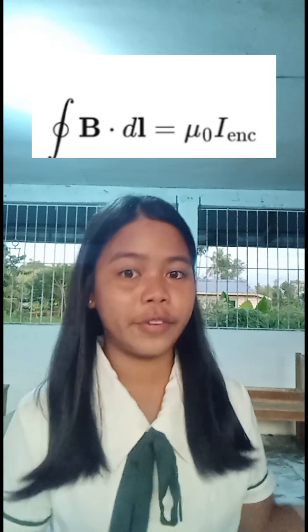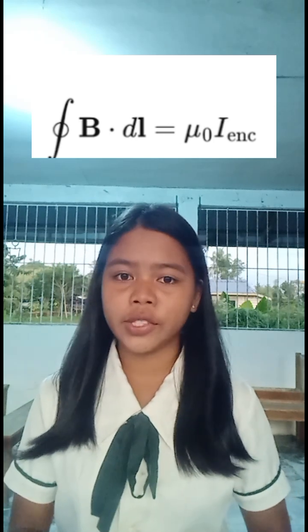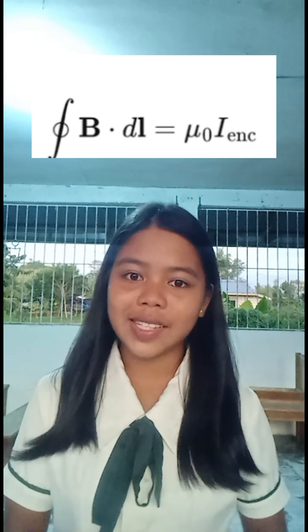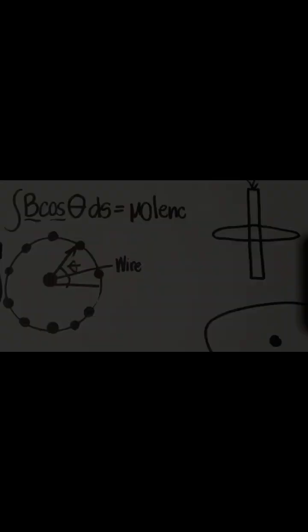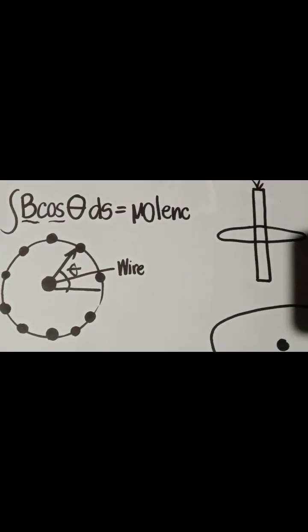The formula for Ampère's law is the integral of B, which represents the magnetic field, times cosine theta, with respect to distance, equals a magnetic field constant times the enclosed current. This is the formula for Ampère's law.